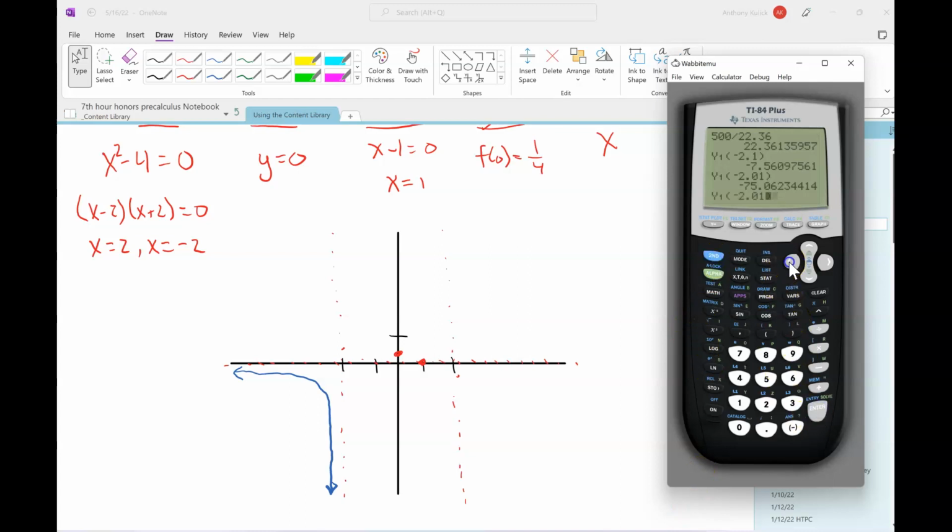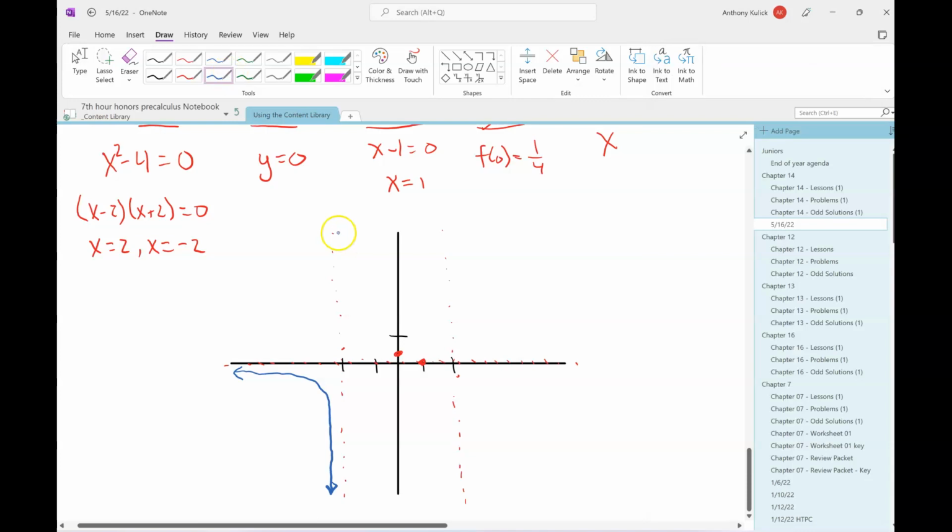So here I'm going to do -1.9 and then -1.99. So getting a little bit closer to -2 from the right. There I noticed that I went from 7.4 up to 74, so it's going to be pointing up. So I can fill in that much.